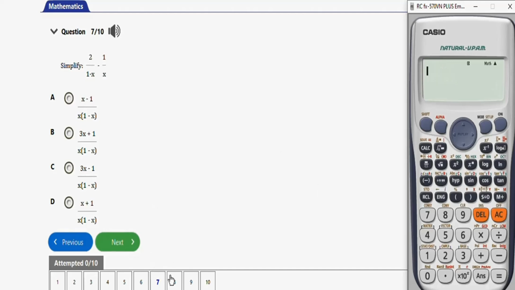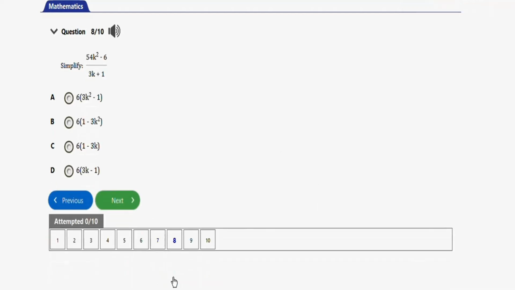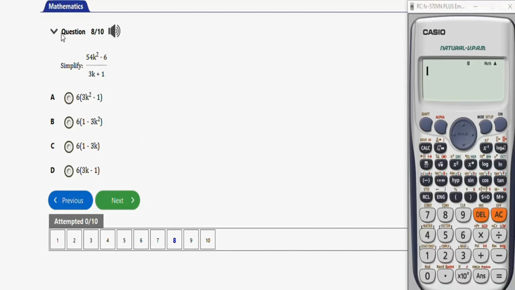The next question will be this one. It says simplify this. So let's bring a calculator and solve this as well. For this question, I'm going to replace our k with x on the calculator. So x is already stored as 2.